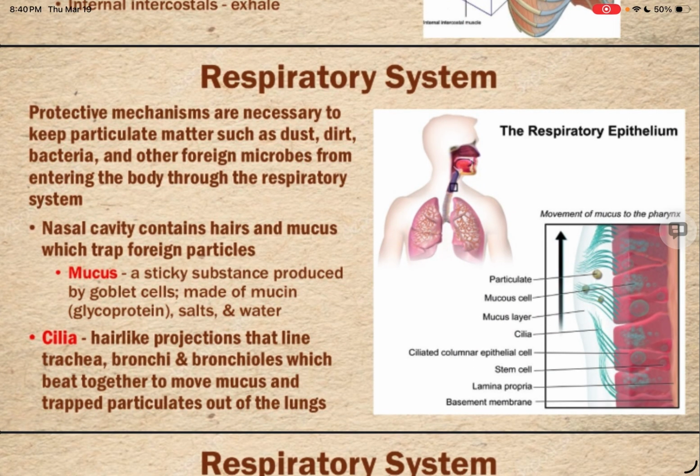Our protective mechanisms are necessary to keep particles like dust, dirt, bacteria, and other foreign microbes from entering our body through the respiratory system. So our nasal cavity is our first line of defense because it contains the hair and mucus, which trap foreign particles. Mucus is the sticky substance produced by goblet cells made of mucin, salts, and water. The cilia are the hair-like projections that line the trachea, bronchi, and bronchioles, which then beat together to move the mucus and trapped particles out of the lung.